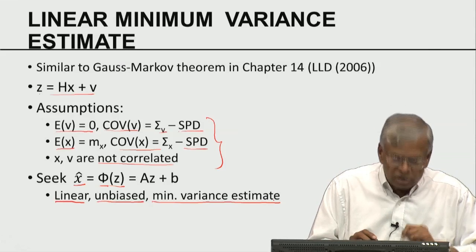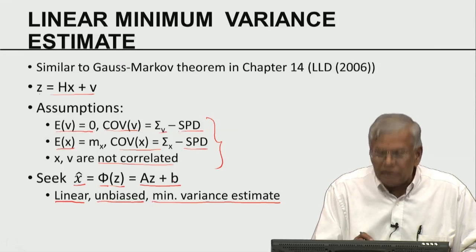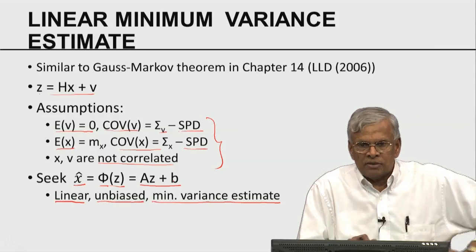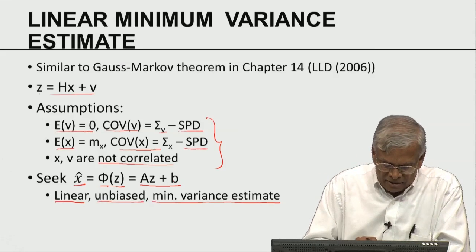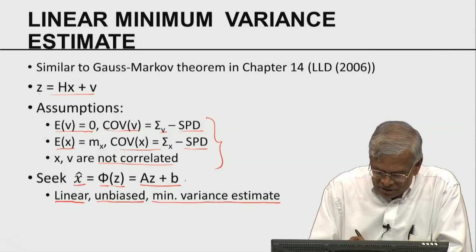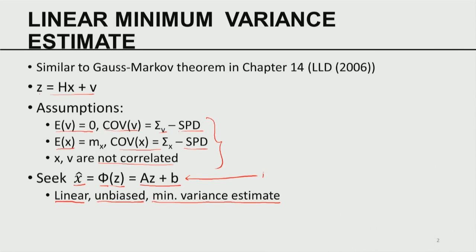So let the estimate x hat depend linearly on z. Well, x hat, so phi of z, is equal to A z plus B. Such functions are not called linear, they are called affine. If B is 0 it is linear, if B is not 0 it is a linear term plus a constant term, and that is called an affine function. But for simplicity we call such a structure linear. So the estimate has a linear structure, and I would like this estimate to be unbiased and minimum variance.